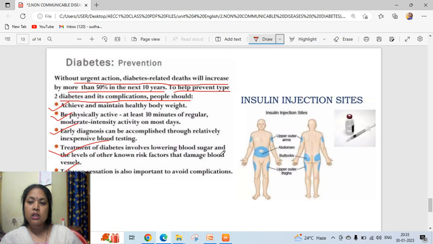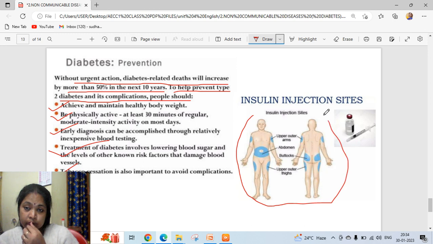Okay. So, insulin injection sites. We know that when we are affected by diabetes, the pancreas stops the formation of insulin. So we have to take insulin from outside sources through a syringe in different places. In the picture, it is seen in different places through which we can take insulin by injection. Injection sites are your upper outer arms. Look here, that's the upper outer arms. Okay, both the hands.